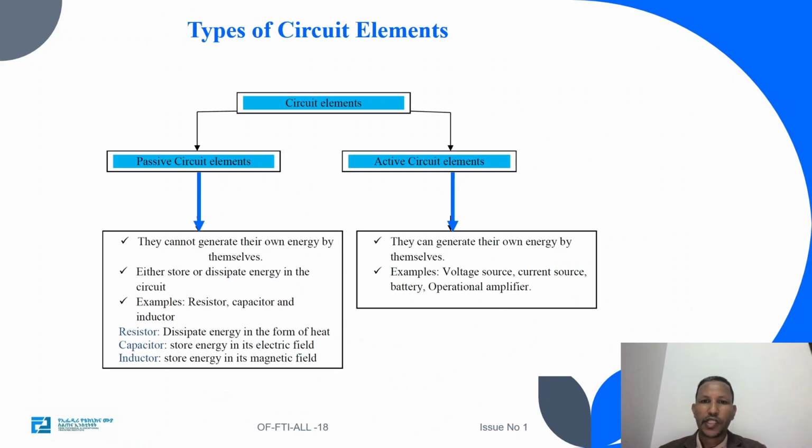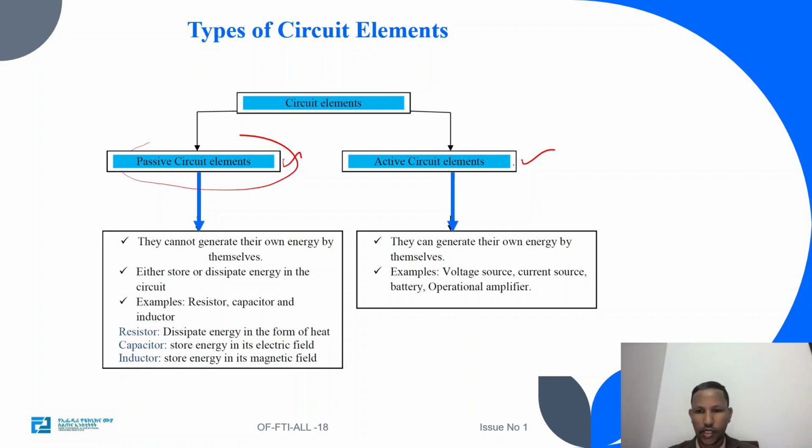When we come to types of circuit elements, basically we have two types. The first one is the passive circuit element, and the second one is the active circuit element. For passive elements, the elements cannot generate their own energy by themselves. Rather, they either store energy or dissipate energy. The most important examples are the three: resistor, capacitor, and inductor.